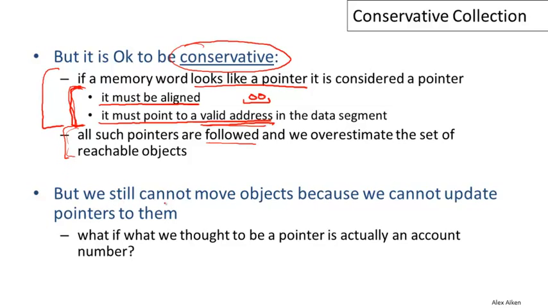Now, we still can't move the objects, because we can't update the pointers to them. If we don't know that something is a pointer, we certainly don't want to change it, okay? So for example, if we thought something was a pointer and it was actually an account number, and then we updated the pointer when we move the object, we would just completely change what the program does. So this only really works with Mark and Sweep.